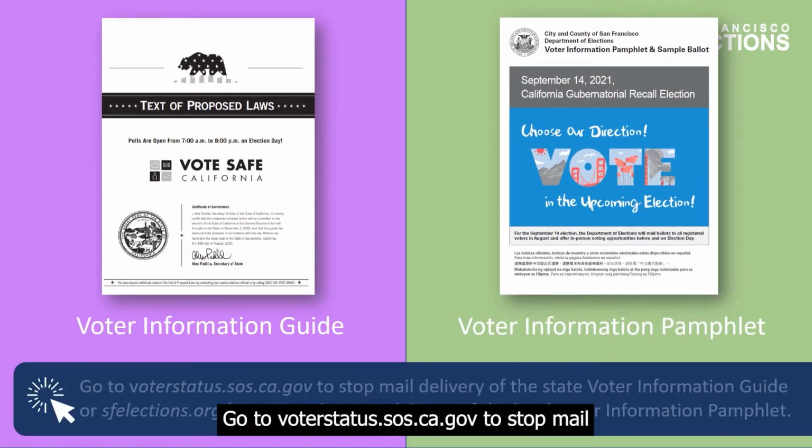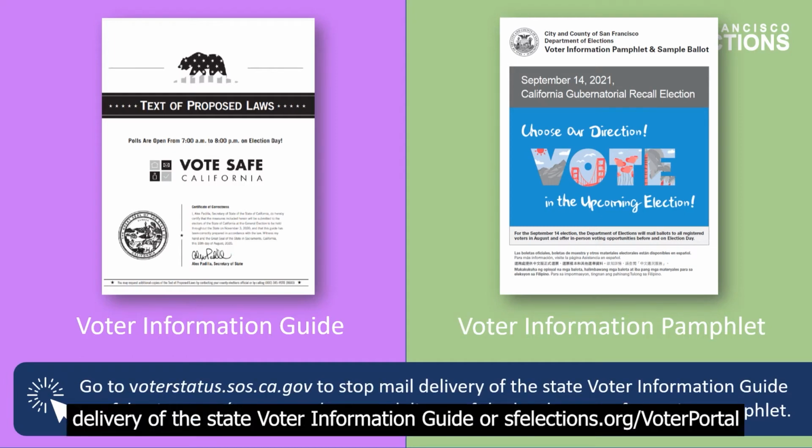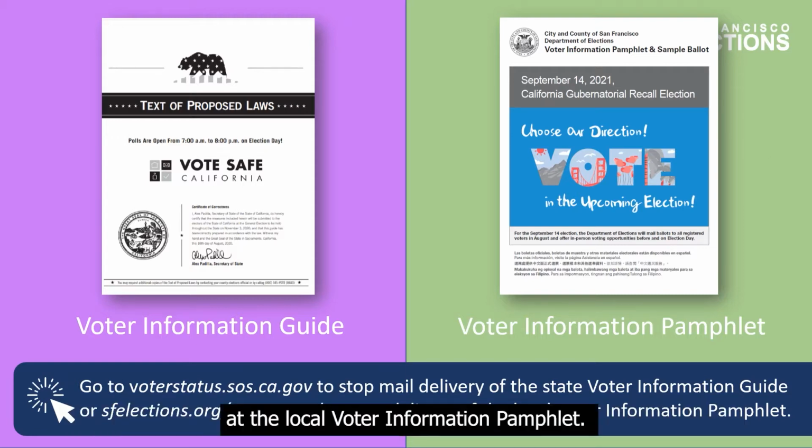Go to voterstatus.sos.ca.gov to stop mail delivery of the State Voter Information Guide, or sfelections.org/voter portal to stop delivery of the local voter information pamphlet.